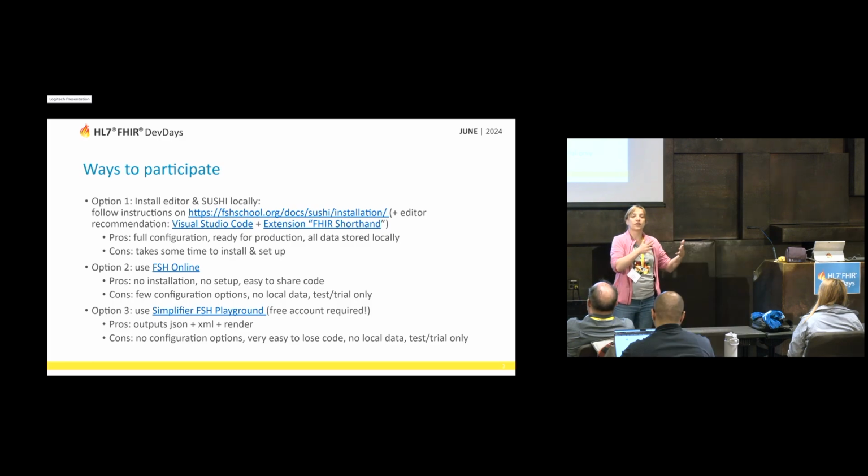You may often have heard FSH and SUSHI used in combination, sometimes even interchangeably. But what they actually are is that FHIR Shorthand, or FSH, is the programming language, the specification of syntax and grammar for that language. And SUSHI is the compiler. SUSHI stands for SUSHI Unshortens Shorthand Instructions, I think, if I got it right. And that's basically the name of the compiler that runs through your code and builds FHIR resources from them.